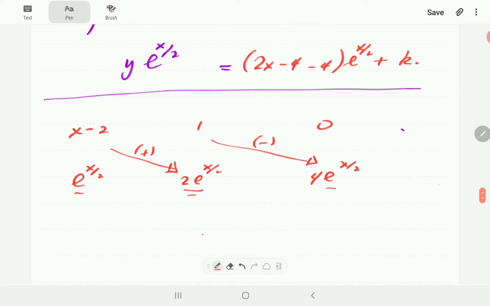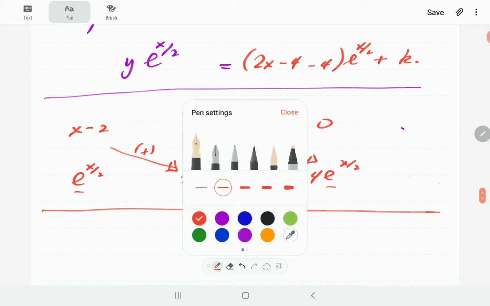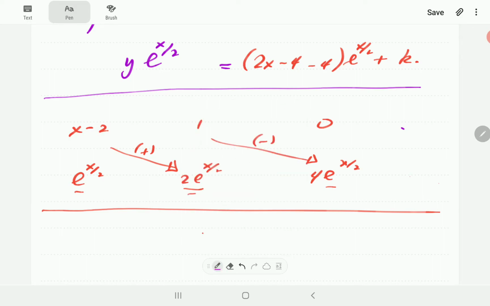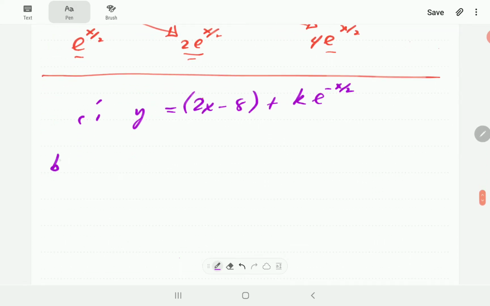Okay, then if we divide everything by e to the x on 2, which we can because e is never 0, our solution is going to be 2x minus 8, okay, plus the constant times e to the negative x on 2. So that's going to be our final solution. Right, so that's A. Now go to B.